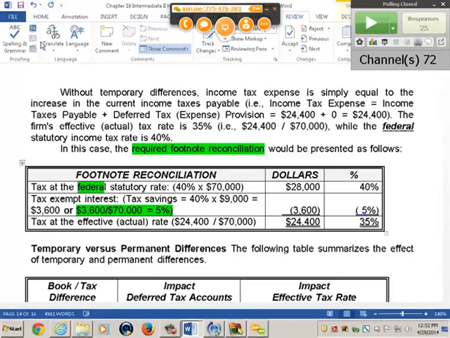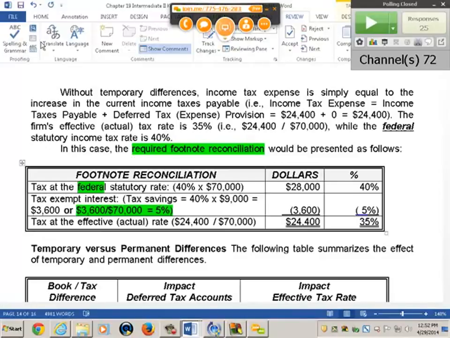Now, your effective rate changes by what else? State and local taxes, foreign taxes. State and local taxes are reconciling items. They change your effective tax rate. Foreign taxes change your effective tax rate. Changes in tax rate change the effective tax rate. Deferred tax asset allowance account changes change that. So there's an entire list of reconciling items. I'm going to show you some footnotes, but there are lots of reconciling items.